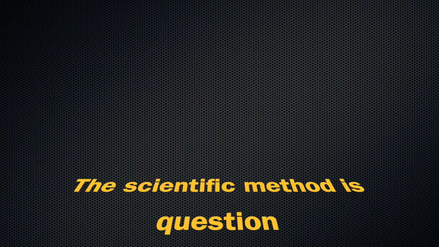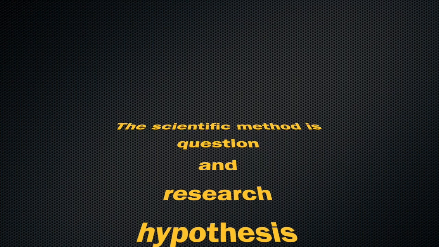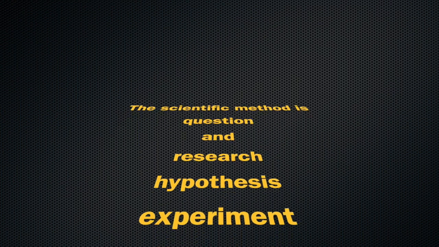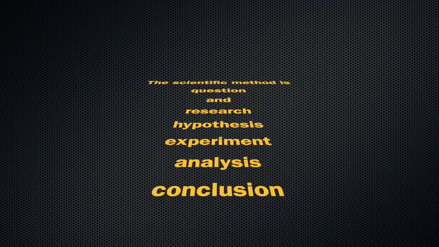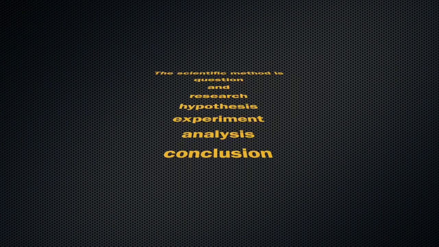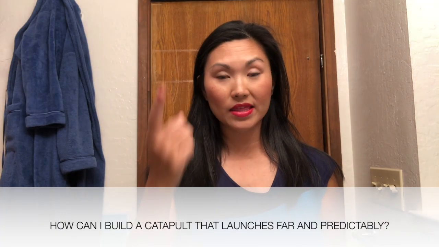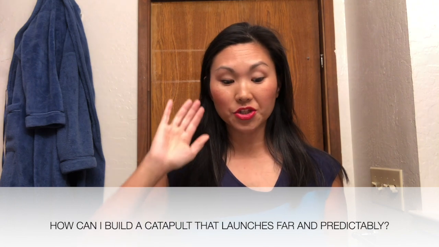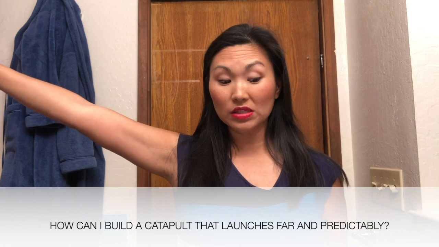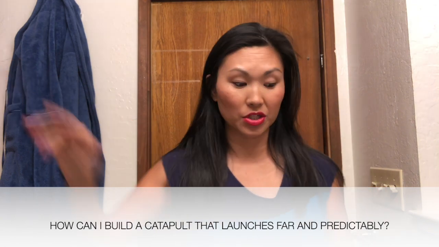The scientific method is question and research, hypothesis, experiment, analysis, conclusion. Our question is, how can I think like an engineer to build the type of catapult that launches an object the farthest distance possible in an accurate direction?